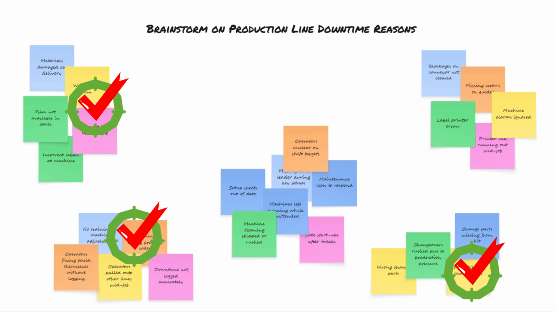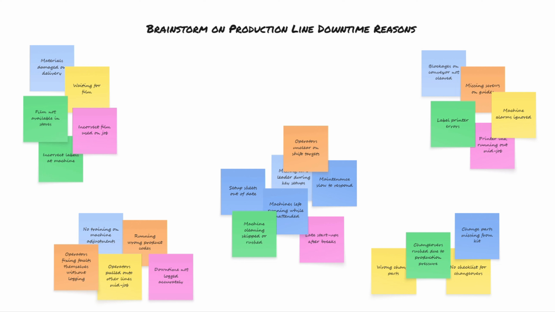And then another distinct group here around machine issues, so label printer errors, printer ink running out, machine alarms ignored, blockages not cleared, machines left running. And then there's also a clear theme around management or leadership gaps, so late startups, shift leader missing, downtime not logged, changeovers rushed. These are how the team are being led. So notice how, even though the notes were messy at first, patterns start to appear quite naturally.